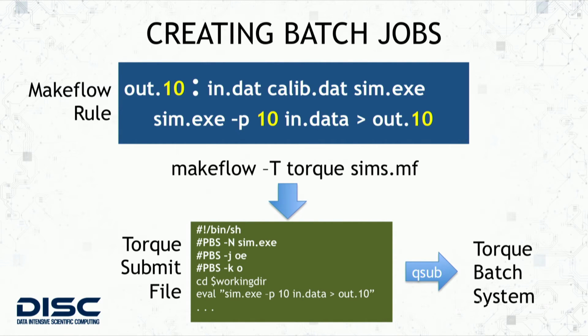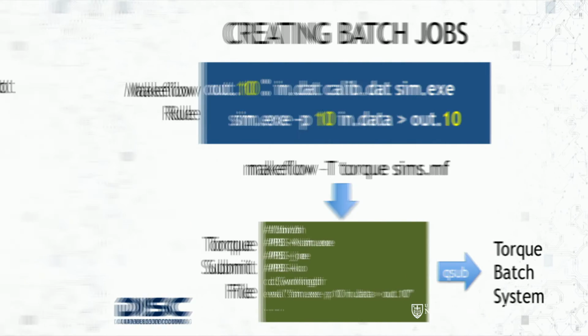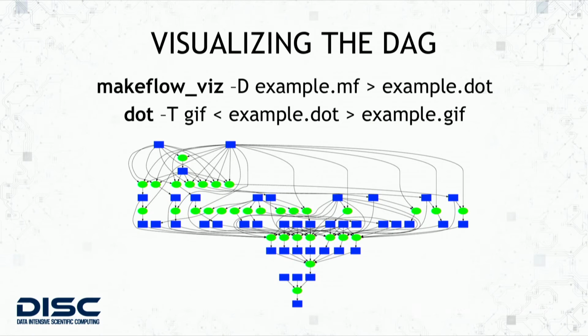For each rule, you specify it in a generic way, and Makeflow is responsible for transforming it into the local batch system. It's often useful to get a graphical picture of your workflow. And so this example that I shared earlier is in fact just some output from Makeflow. We have a tool called Makeflow Viz that will produce, using the dot tool, a graphical representation. And this is often handy for debugging, just to run off the picture of what you're doing.